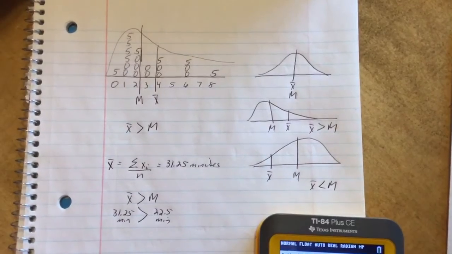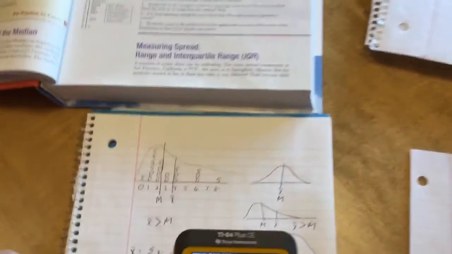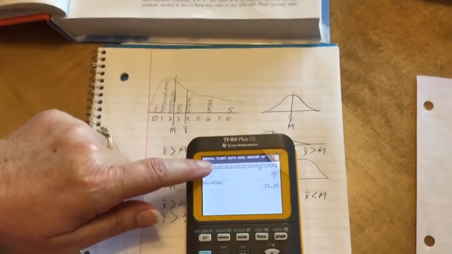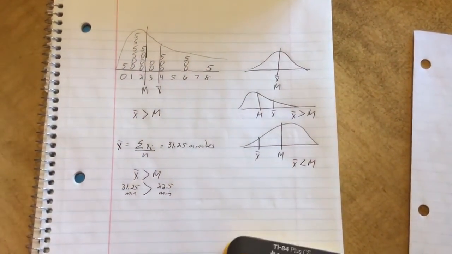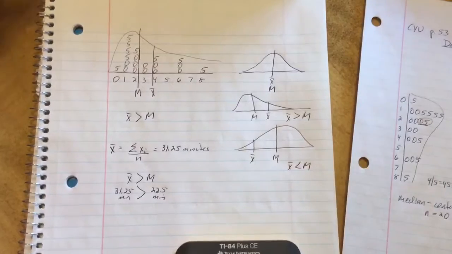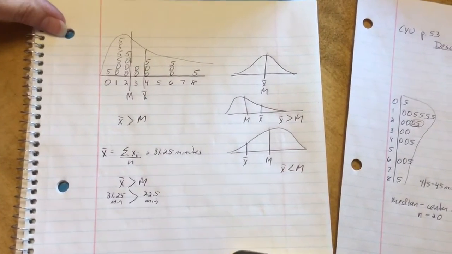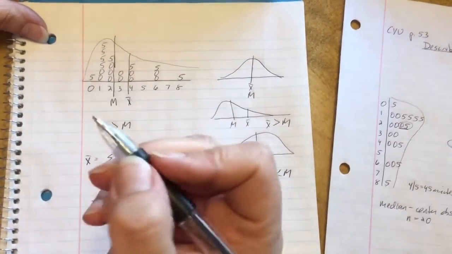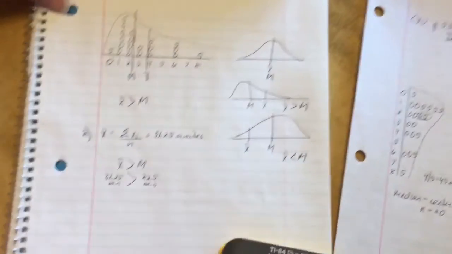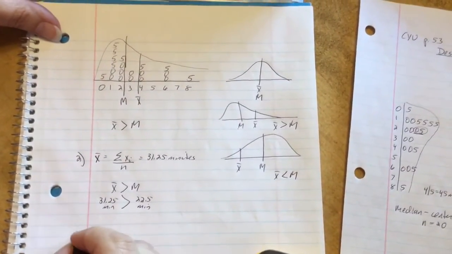All right. And don't worry, when we do larger distributions, I'm going to show you shortcuts to find the mean and the median in the calculator. But right now I want you to do it by hand because you understand it a little bit better. Okay, last question. This was number 2 and number 3.